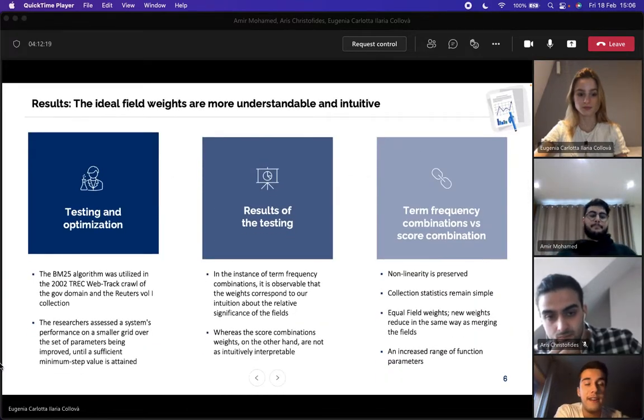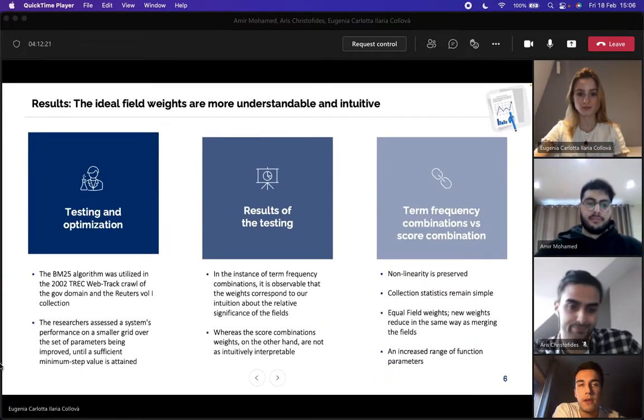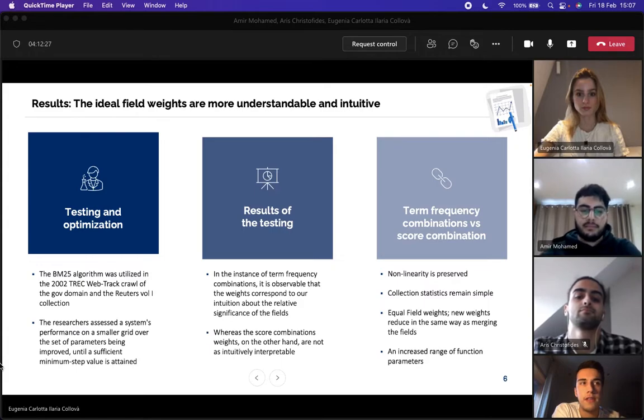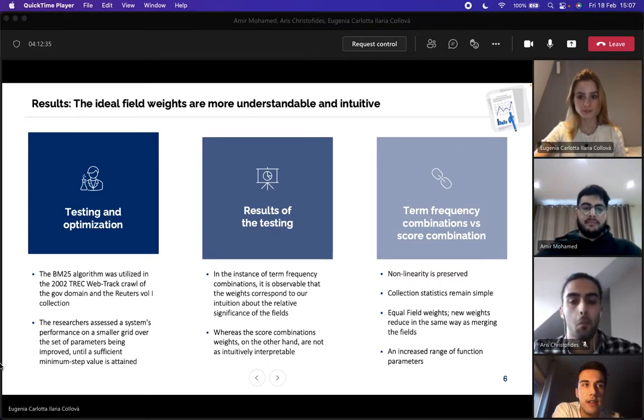Thank you, Amir. For the testing of the BM25 algorithm, it is used the web track crawl of the .gov domain, which is referred to as simply .gov in this paper, and the Reuters Volume 1 collection. These two collections reveal mainly just two sorts of text fields, title and body text. As an optimization strategy, they simply assess a system's performance on a smaller grid over the set of parameters being improved until a sufficient minimum step value is attained.